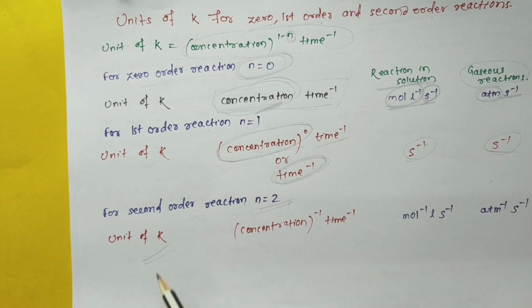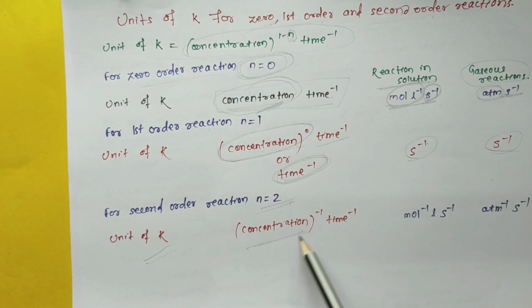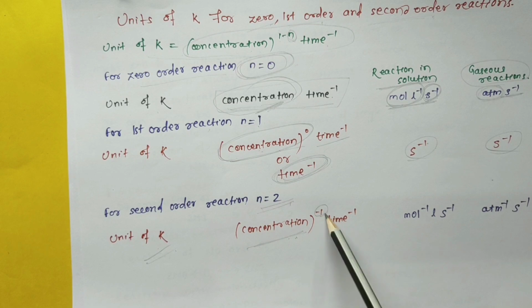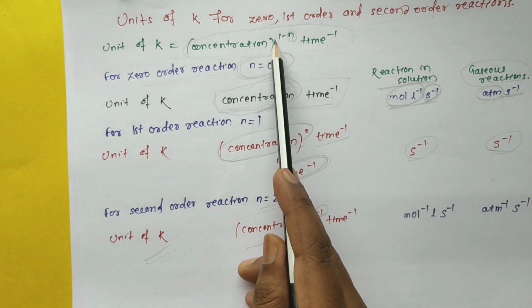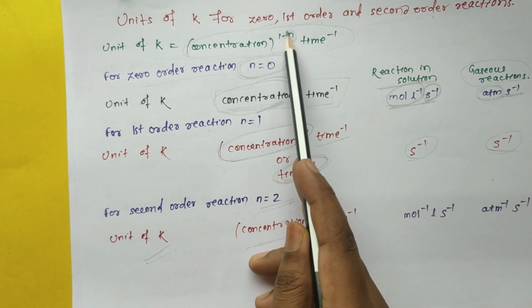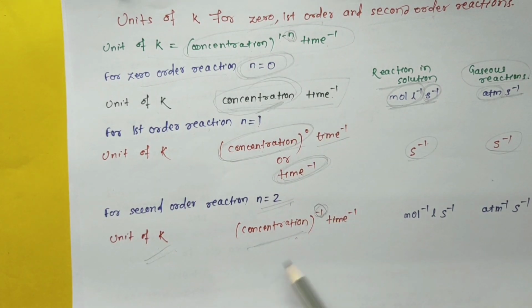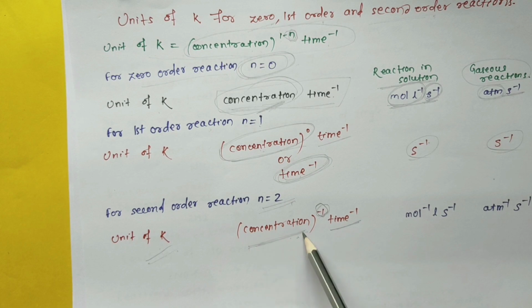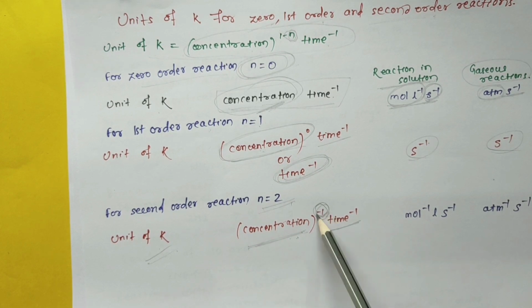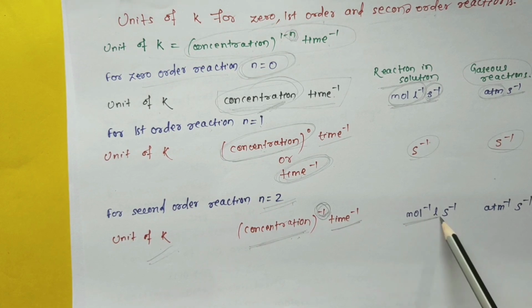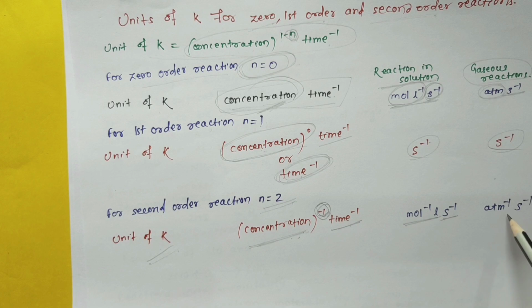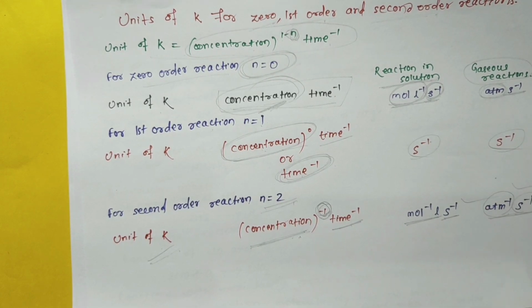Next is for second order reaction, what will be the expression? The unit of K will be concentration to the power minus 1. How? For a second order reaction, N will be 2. So 1 minus 2 will be minus 1. So here you are getting minus 1, time inverse. The unit of concentration was moles per liter, and its inverse will be mole inverse liter. So here you see mole inverse liter, time unit second inverse. So for gases, atmosphere inverse, second inverse, that's the expression. Clear?